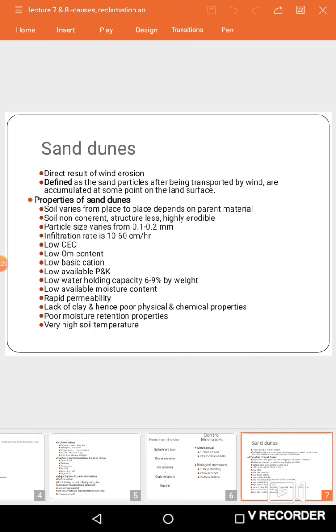Coming to the characteristics of sand dunes, because of the high amount of eroded sandy particles, it has very low organic matter content and low cation exchange capacity, and because of the low exchange capacity of cations, it has low base cation percentage. It denotes that it has very low soil fertility status, and it has very high infiltration that reduces the water holding capacity of the soil. Because of its lack of clay, it has improper soil physical and chemical characteristics.